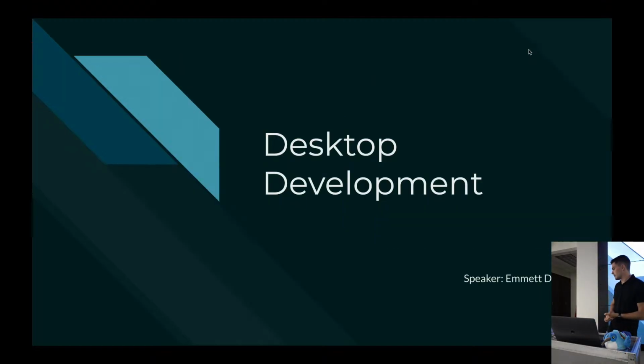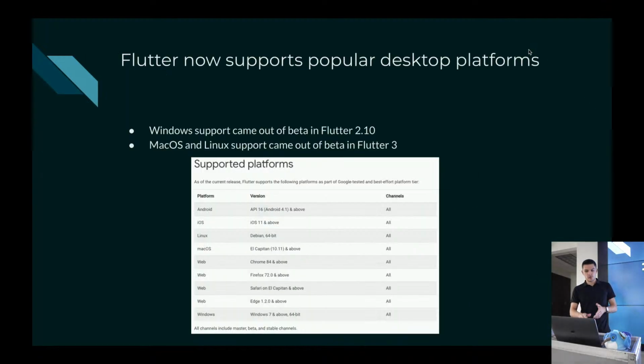Like I said, today we're going to be talking about desktop development with Flutter. And real quick, let's just go over what this means. Flutter supported Windows back in Flutter 2.1. That's when it officially came out of beta and went stable. And just recently, when Flutter 3 came out, they have now stable support for macOS and Linux, even though both of these have been in beta for quite some time.